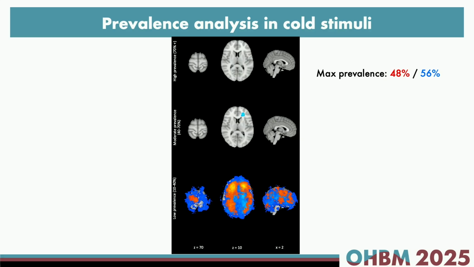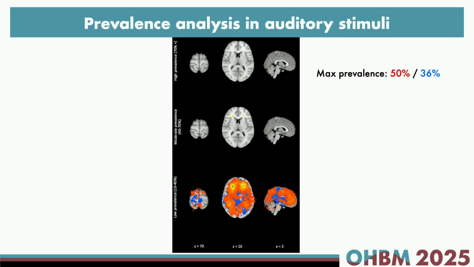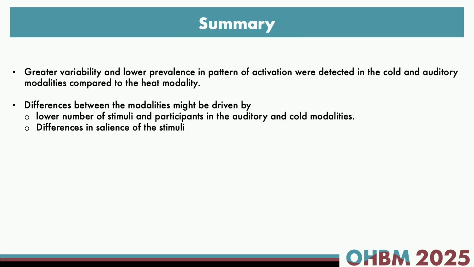Following this, I had a look at our last modality, the auditory modality. And again, the picture is very similar to what we saw in the cold modality, but very different from what we saw in the heat modality. Again, the prevalence was relatively low, with a top of 50% for the increased activation and 36% for the decreased activation. Most of our activation was again at a low prevalence, with a huge overlap between increased and decreased activation. So overall, this result suggests that there is a greater variability and lower prevalence in patterns of activation in cold and auditory modalities compared to the heat modality.